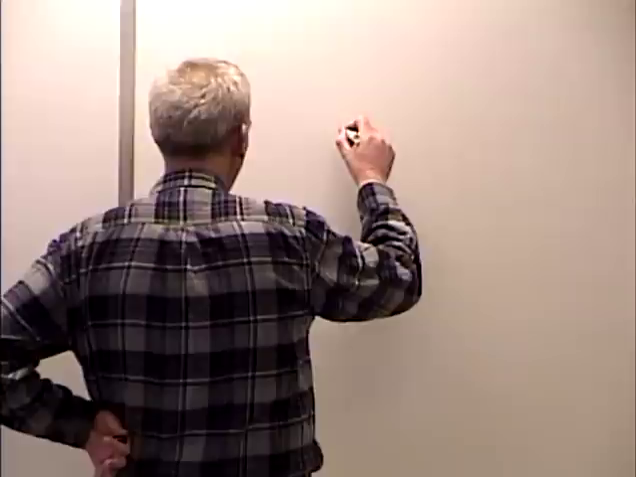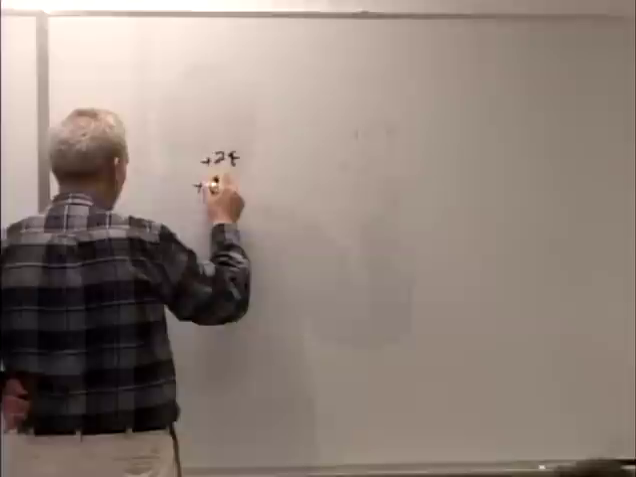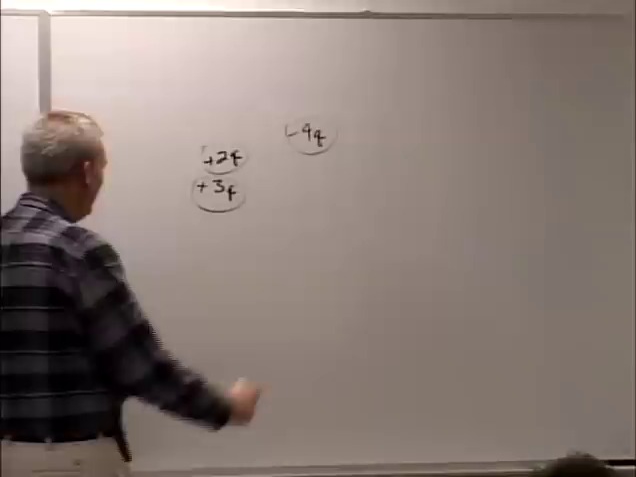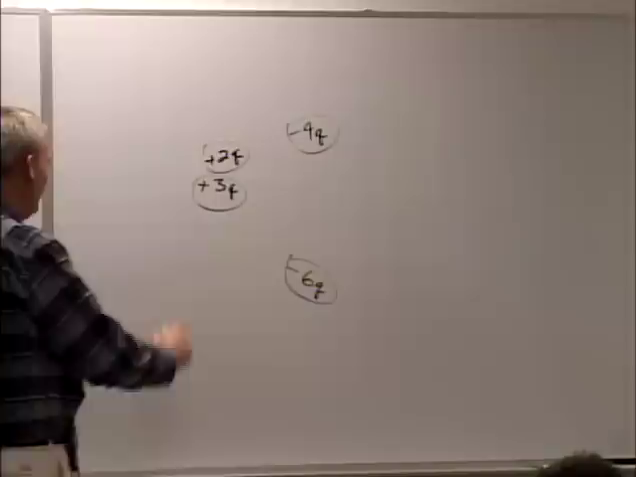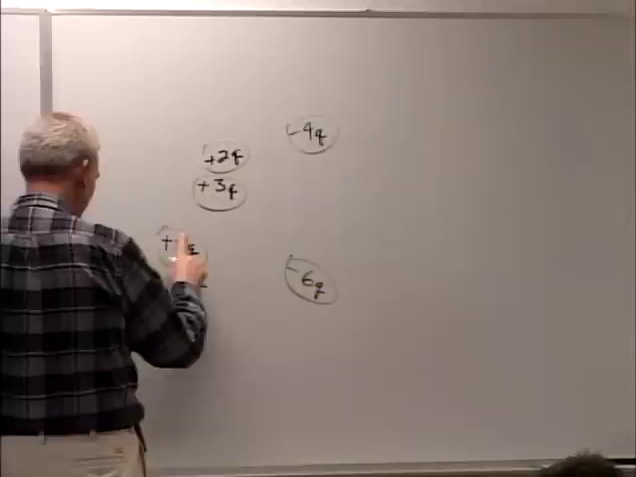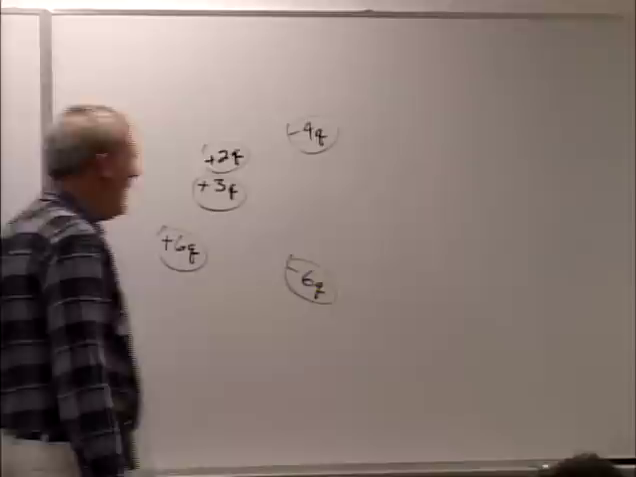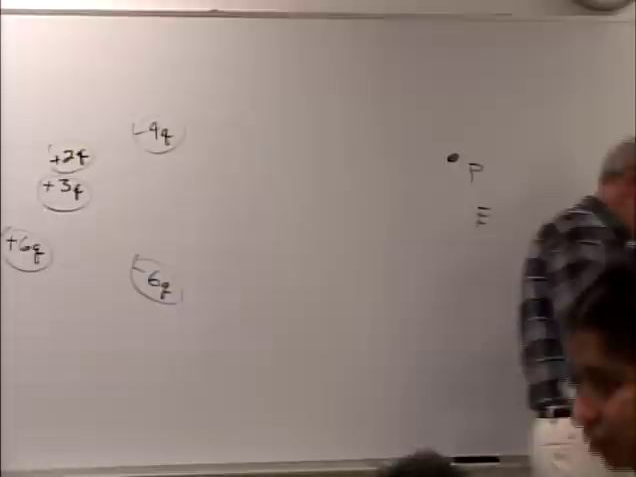One thing is, if you've got a bunch of charges, let's say I've got positive 2q here, positive 3q here, a minus 4q over here, a minus 6q over here, and a positive 5q over here. Actually, let's make this a positive 6q. Now, there's a method to my madness here. Now, what I want to do is figure out what the electric field is way out here at this point P.